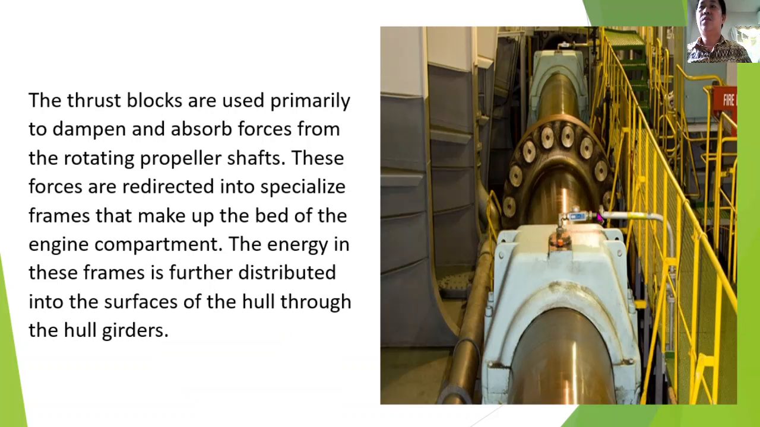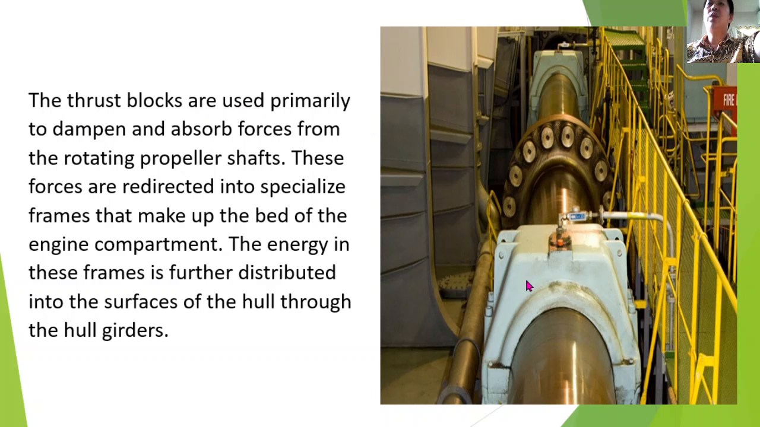So this one is the actual photo. So this is your intermediate shaft bearing inside. This is the housing, and this is your intermediate shaft, the propeller shaft. So this is the coupling. So one end is connected to the engine flywheel, and one end is connected to the propeller, outside the ship. So the thrust blocks are used.